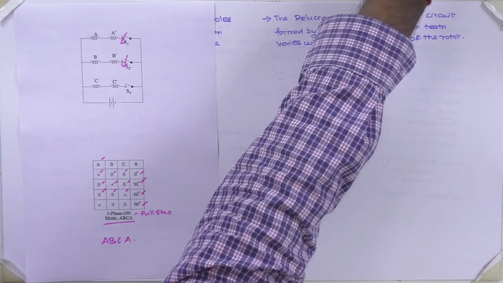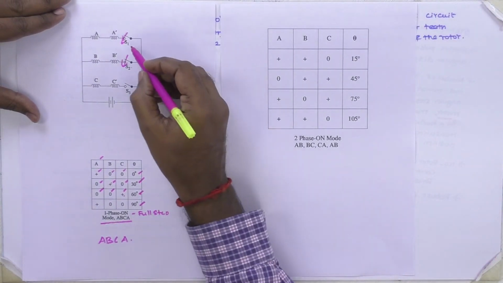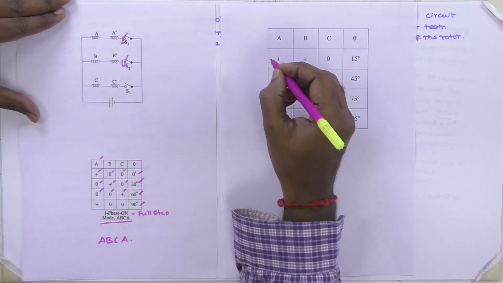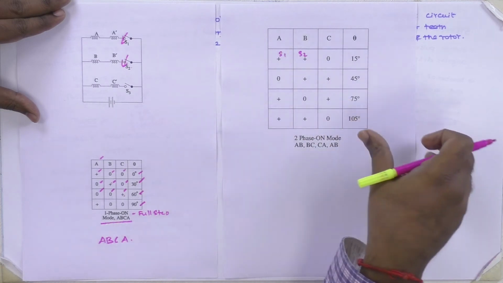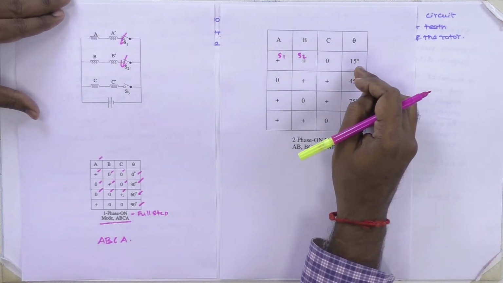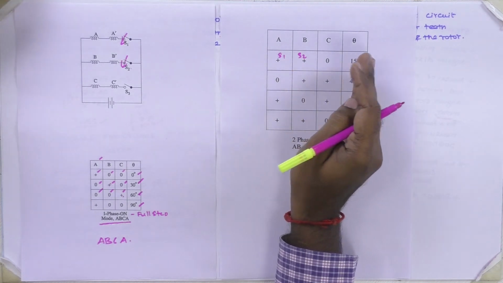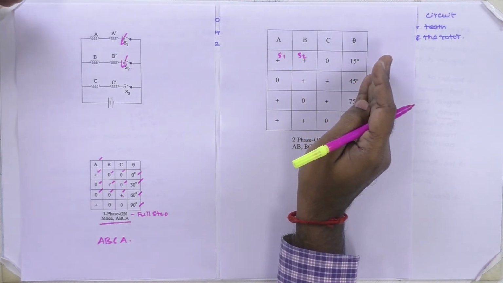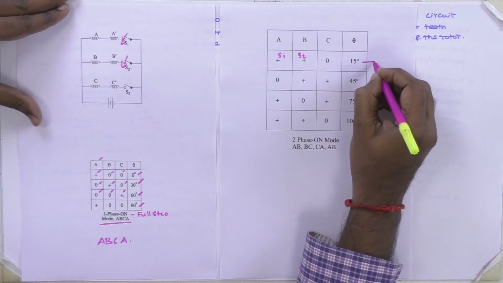And the next one is the 2 phase on mode. 2 phase on mode means A and B, that is switches S1 and S2, are closed simultaneously. Then the rotor position is between A and B, so it is aligned between A and B. So the step angle is 15 degree.